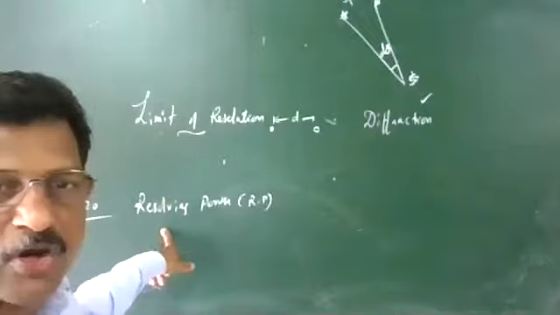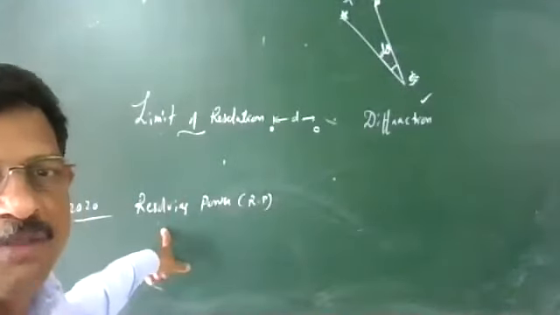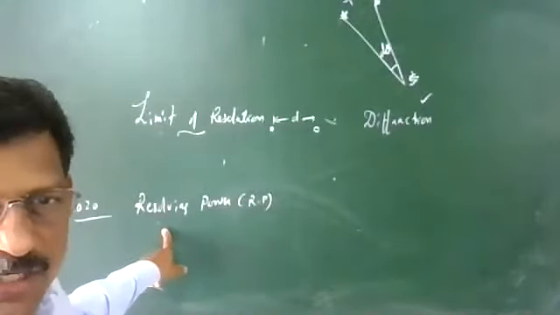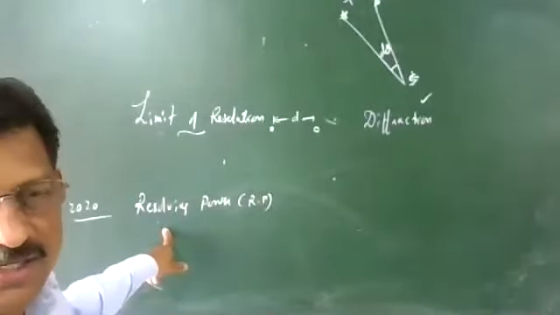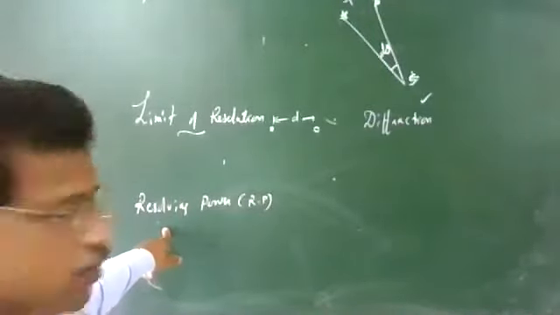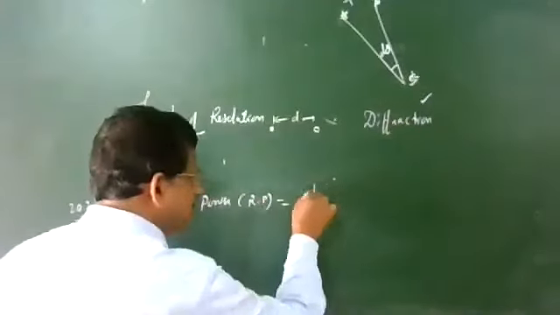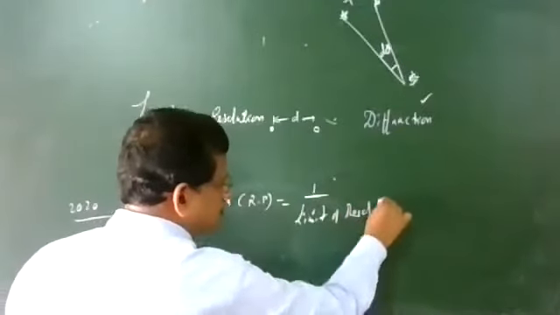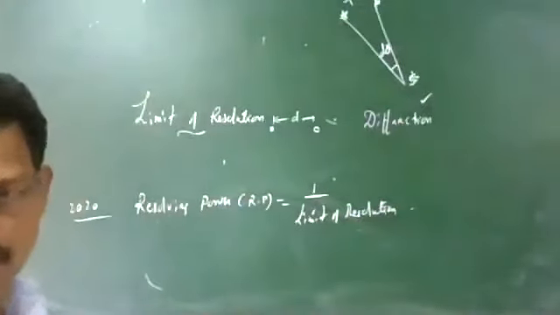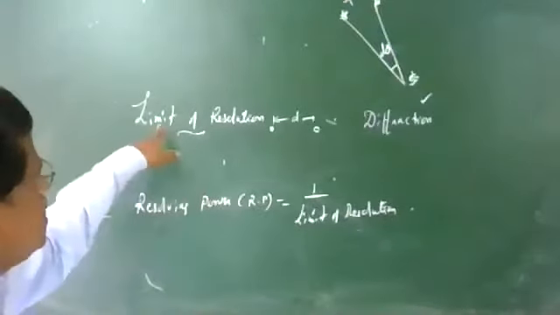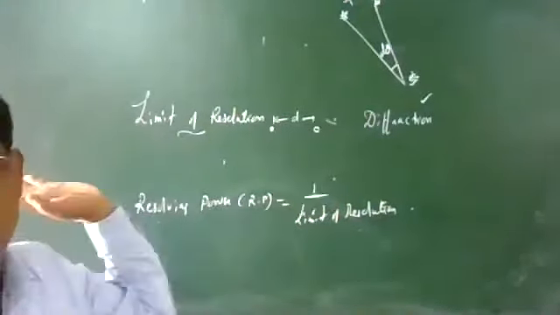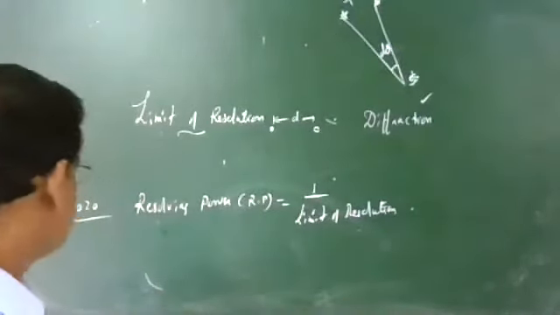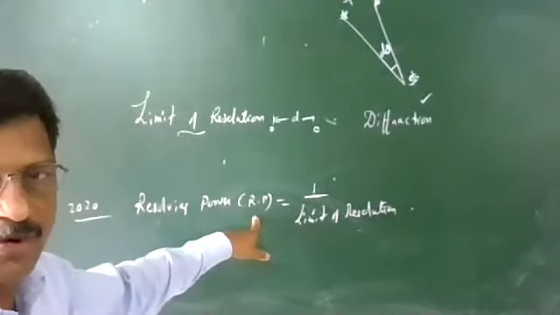And what is the resolving power? Resolving power is defined as the reciprocal of the limit of resolution. It is the ability of an optical instrument to clearly separate the images of two close-by objects. So resolving power is measured as the reciprocal of the limit of resolution. Now, what is the limit of resolution in a microscope and a telescope? For a microscope it is the linear distance, and for a telescope it is angular distance.